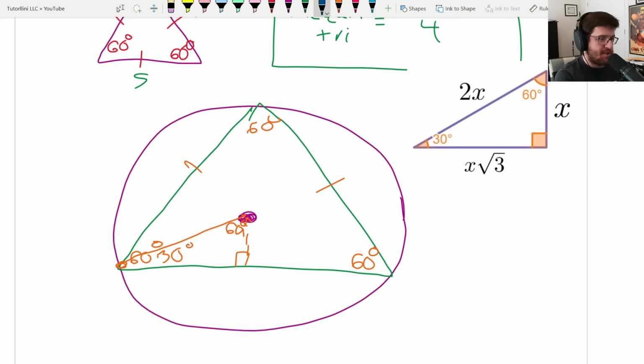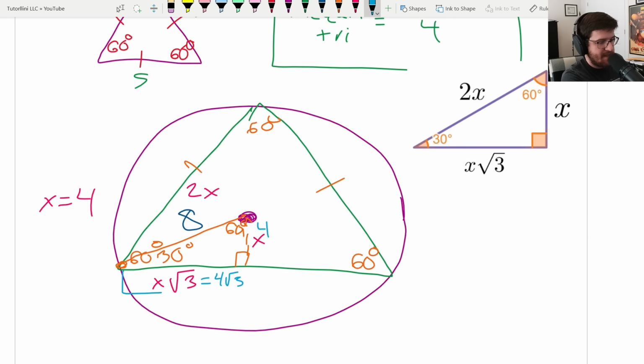Okay, so here's what we're going to do. They told us the radius is 8. So that's the radius. And we see that the radius is 2x across from 90. Across from 60 is x root 3. And then across from 30 is x. So if 8 is equal to 2x, that means x is equal to 4. And that means this guy is equal to 4, and this guy is equal to 4 root 3. And if that is half the side, that means this whole side is double that. So 8 root 3.